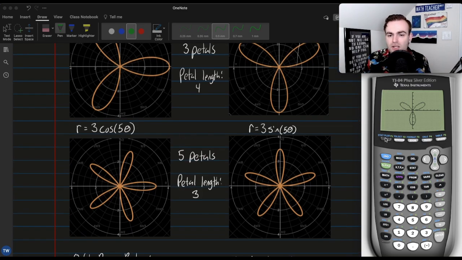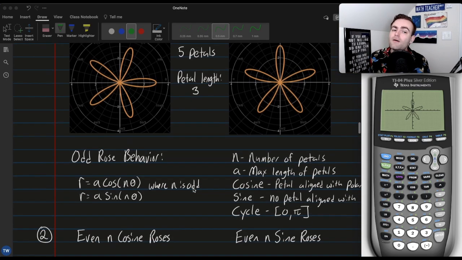What happens if I change the 4 to a 3 and the 3 to a 5? We get shorter petals. It still goes around twice per the period we set up. The petals are shorter and we have more of them. So there's 5 petals, 3 petal lengths.